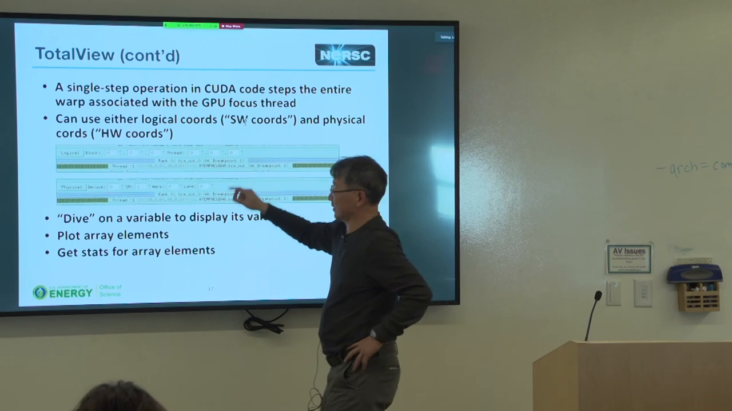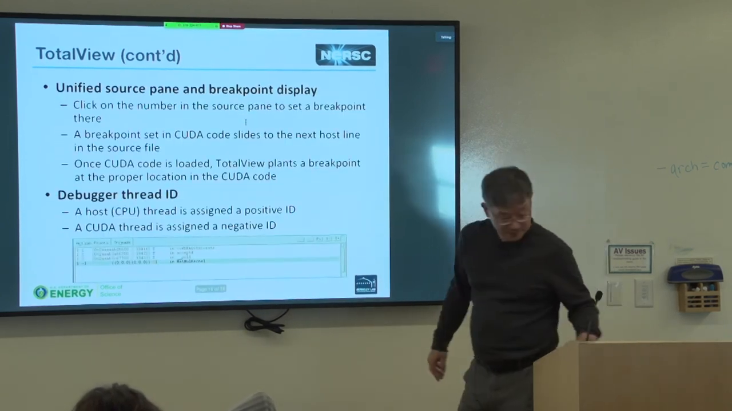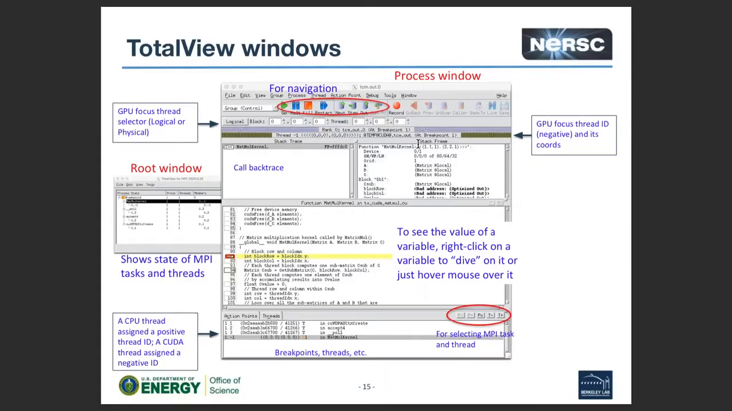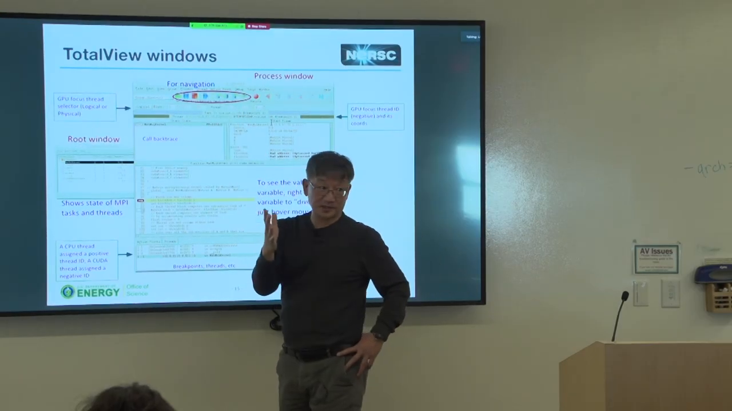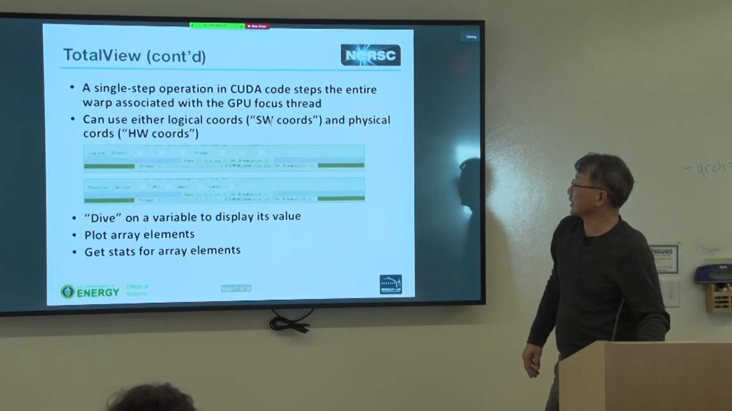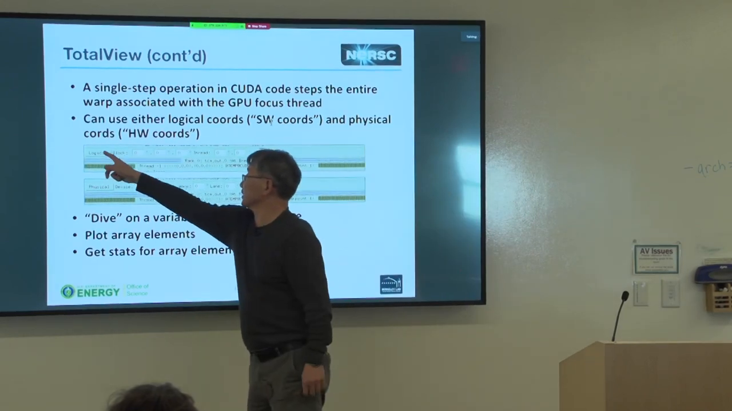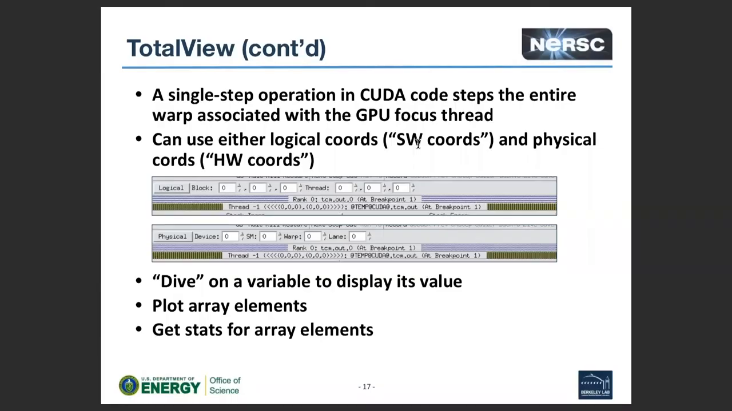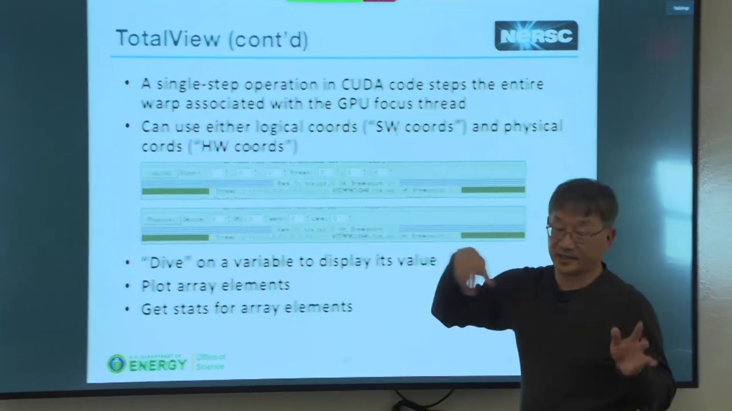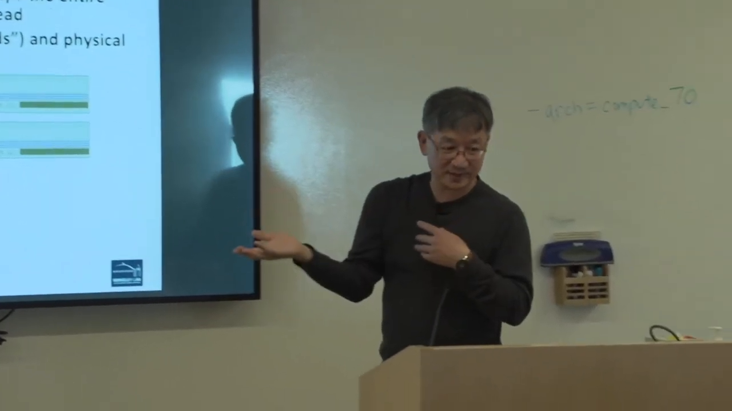Okay, and here, I'm sorry, let's go back here. We are talking about this, which shows the thread coordinates. Block and thread are three-dimensional entities, right? And the thread number minus one. You can click this button to specify the coordinates in terms of logical, meaning the software coordinates in CUDA GDB terms, or physical coordinates here, which correspond to hardware coordinates: device, SM, etc.